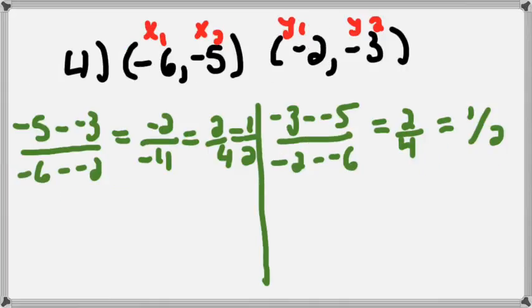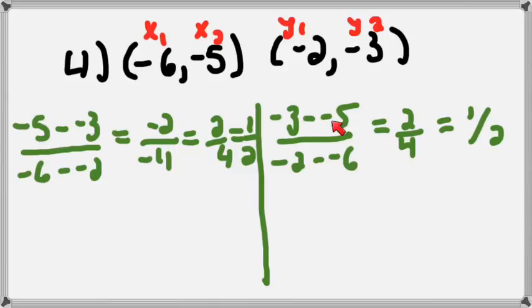Number 4, last one. So I'm going to do the y minus the y, negative 5 minus negative 3. Negative 5 minus negative 3 is the same as negative 5 plus positive 3. Negative 5 plus positive 3 is negative 2. And now my x numbers, negative 6 minus negative 2, which is the same as negative 6 plus positive 2, which is going to give me negative 4. A negative divided by a negative is a positive, so this is really 2/4, and 2/4 can simplify to 1/2.